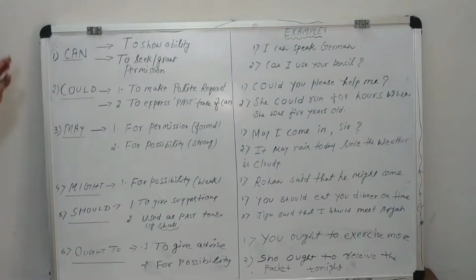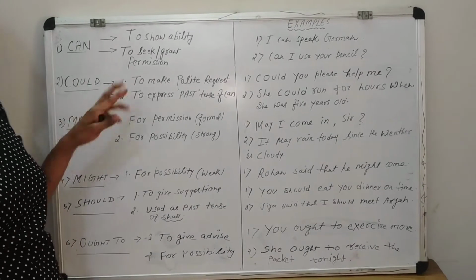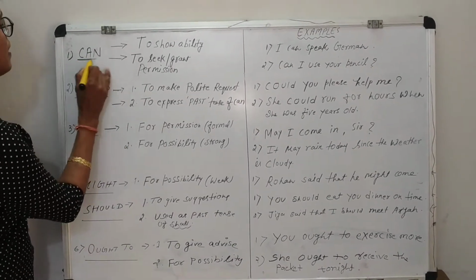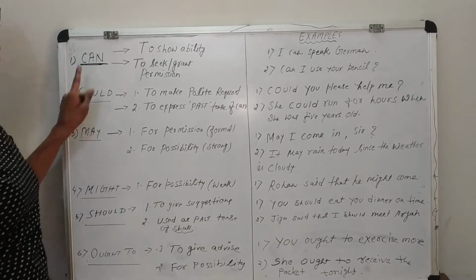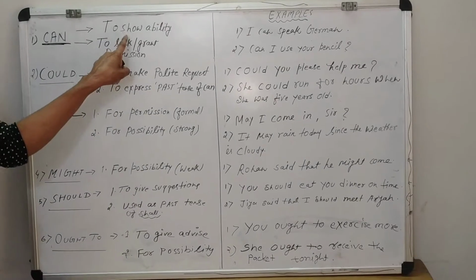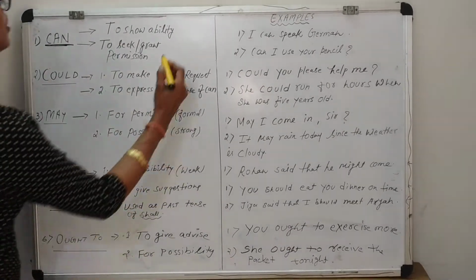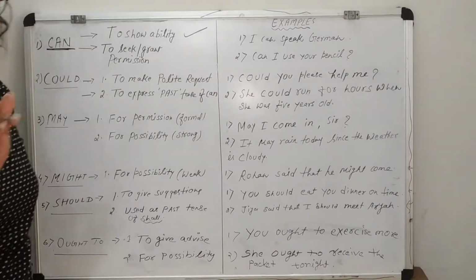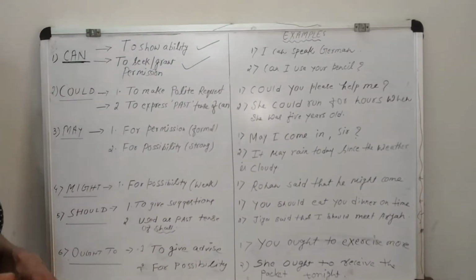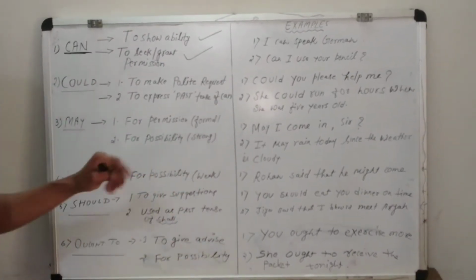I am going to explain all these modals properly here on my whiteboard. So have a look. Now let's start with can. Can is a modal verb. If you are using can and you are making a statement, you can use can to show the ability of a person to do something, or you can take or grant permission in an informal situation, right?